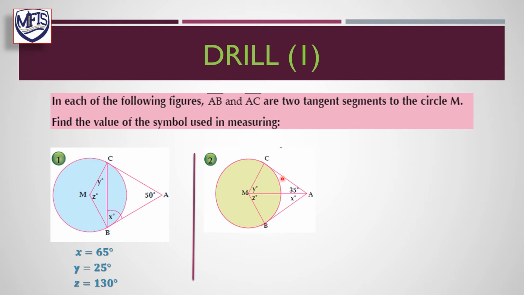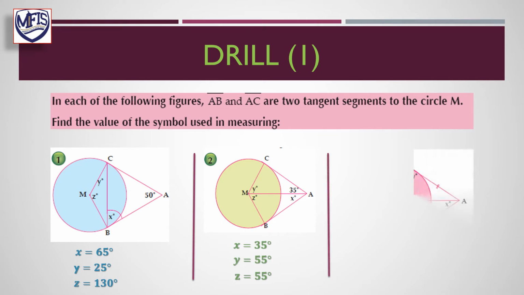From the triangle ACM. Here, triangle ACM is a right angle triangle at C. Why? Because MC is a radius and AC is a tangent. Then measure angle C equals 90. So Y equals 180 minus (90 plus 35). Then Y equals 55 degrees and also Z equals 55 degrees. This is X equals 35, Y equals 55, and Z equals 55 degrees.